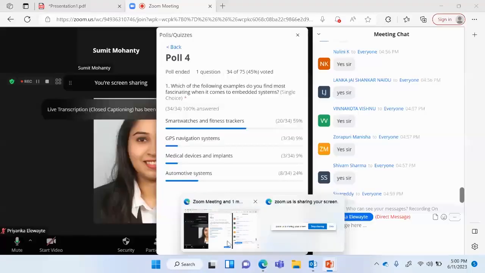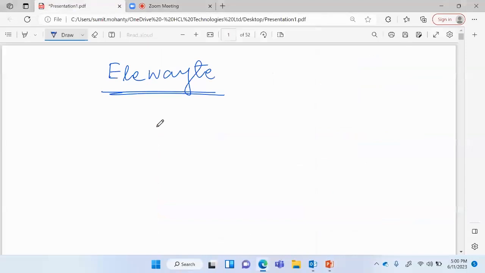Let me know if it is visible to everyone or not. Is it visible to everyone, this white screen?